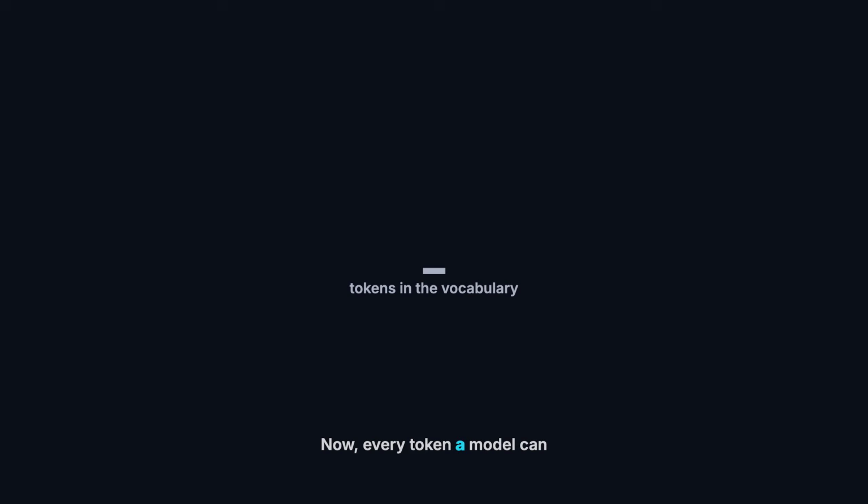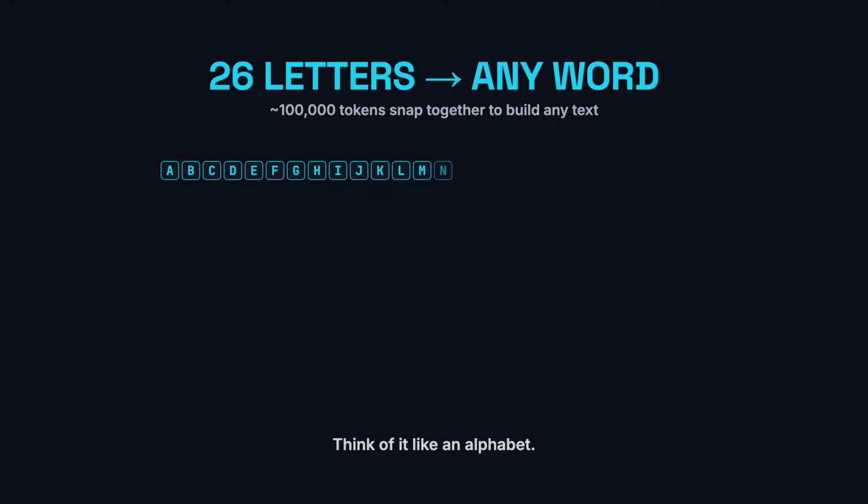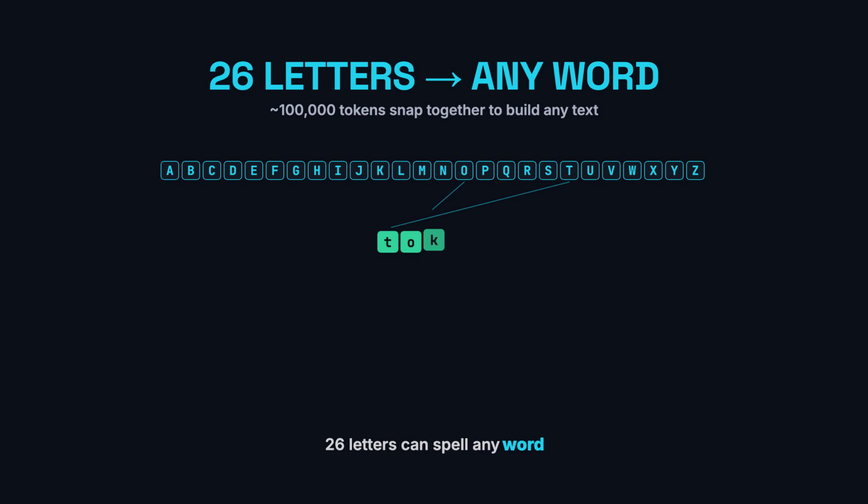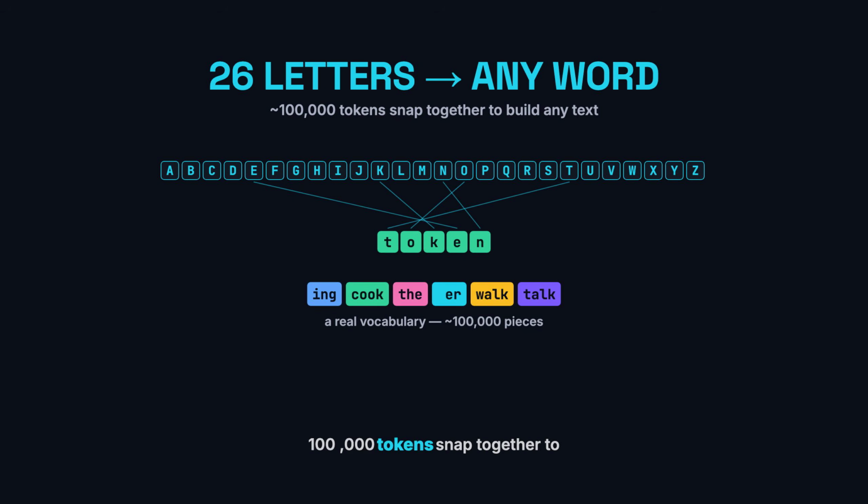Now, every token a model can recognize lives in one fixed list, and that list is called its vocabulary. For a modern model, it holds more than 100,000 tokens, and the model can only ever use pieces from inside it. Think of it like an alphabet. 26 letters can spell any word in English. In exactly the same way, those 100,000 tokens snap together to build any text the model reads or writes.